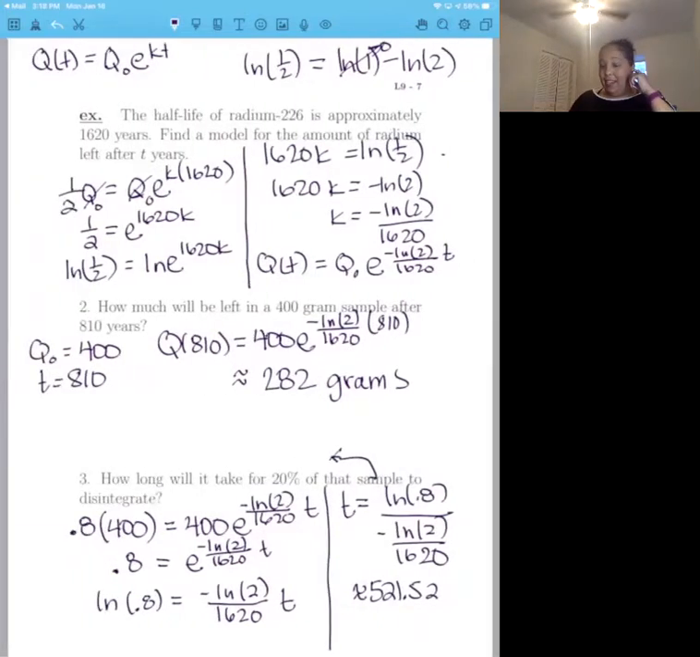And that is the end. So we had percent growth, that might have been new, exponential growth, exponential decay. So that is the end of lecture 9.